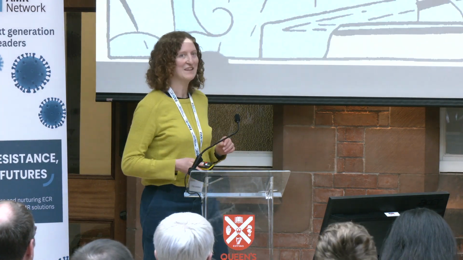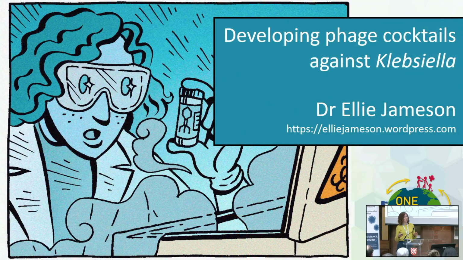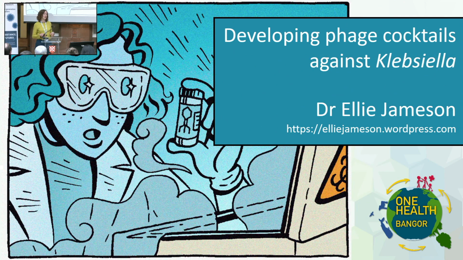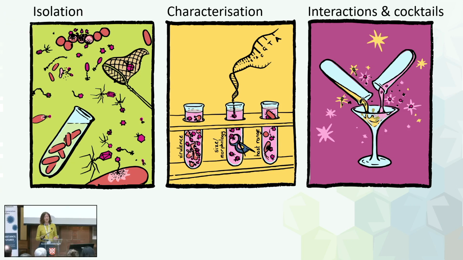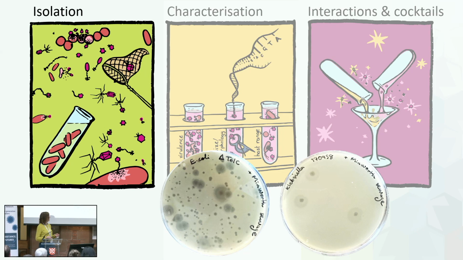Sorry. Yeah, so I have changed the title a little bit to fit in with this 5-minute flash talk. So I'm going to be talking today about developing phage cocktails against urinary tract infection causing Klebsiella. I'm just going to walk you through what's involved in isolating these phages and developing these phage cocktails. So it begins with isolating our phages from the environment, characterizing them to make sure they don't have any negative impacts, and then combining these phages together into these phage cocktails and looking at the interactions they have with other drugs.